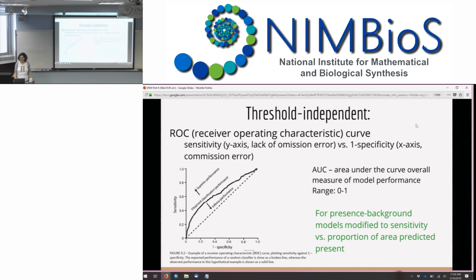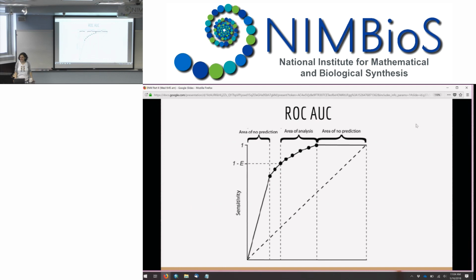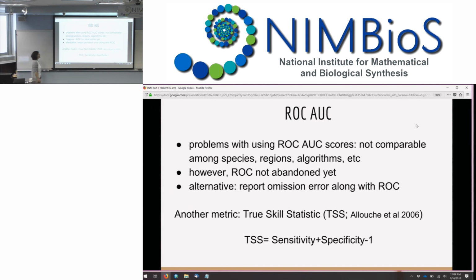Yes, do not drive 90 miles an hour, and do not rely on just AUC or just TSS or both of them. I do include omission error. I know it's more limited in terms of what we are measuring, but I think omission error is still a good metric.